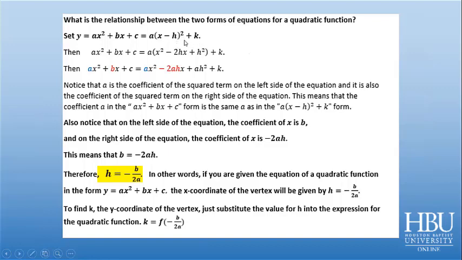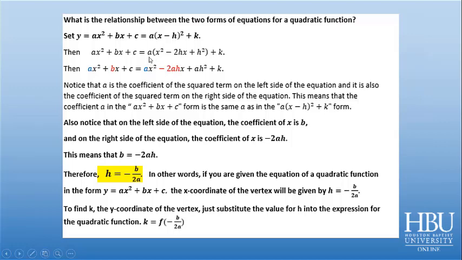If we want to see how the h and the k are related to these coefficients a, b, and c, we want to set the two forms for expressing a quadratic function equal to each other. On the right-hand side, let's multiply (x minus h) squared out by taking (x minus h) times (x minus h) and using FOIL. That would give us x squared minus 2hx plus h squared. And that whole expression is multiplied by a, and then we have plus k on the end.